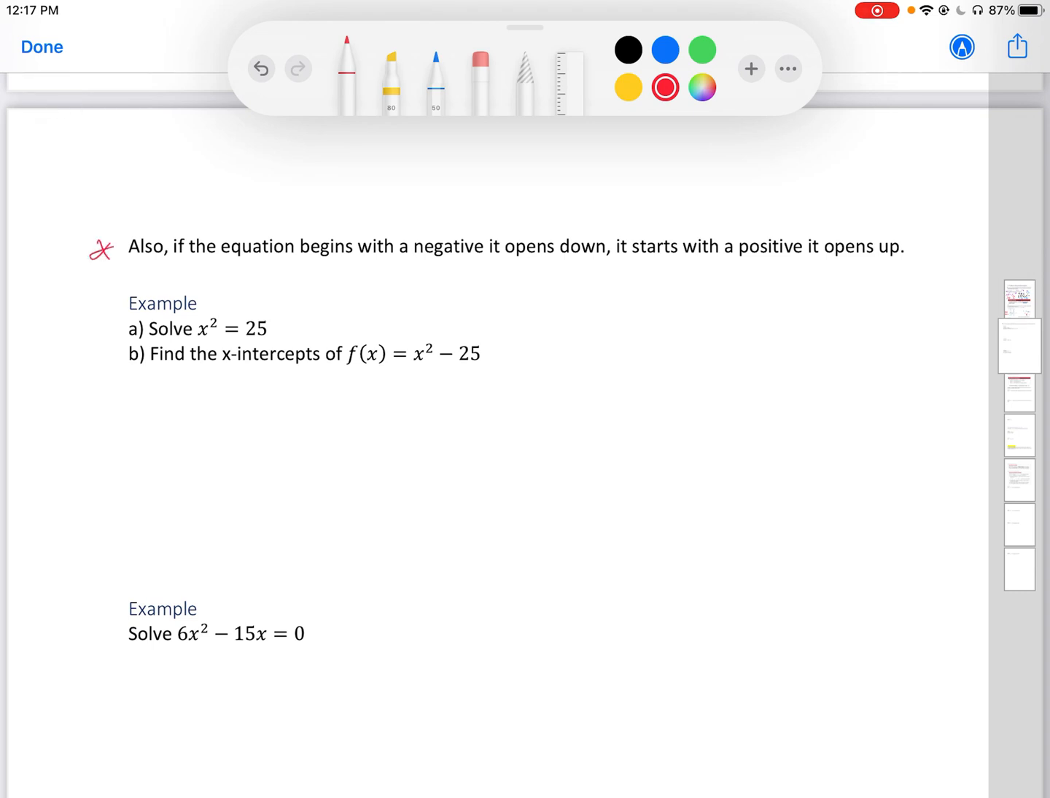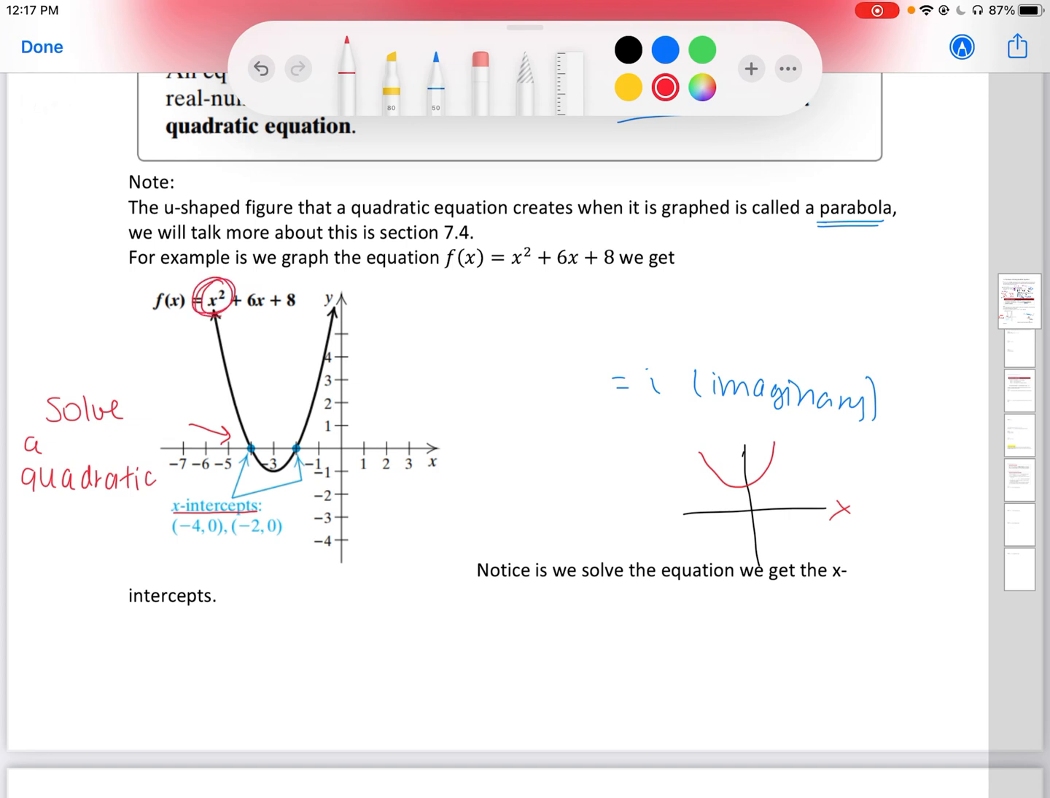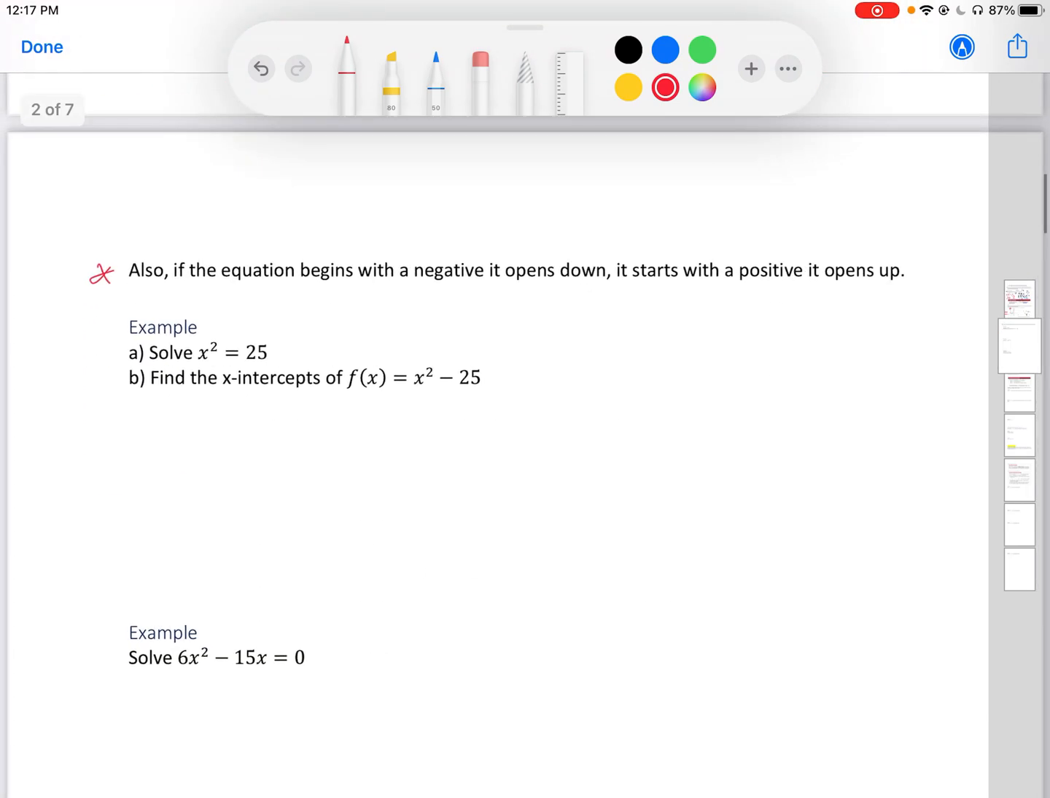Also, if the equation begins with a negative, it opens down. If it starts with a positive, it opens up. So meaning, like here, we see that we start with a positive x squared. That's why it opens up. That's how it translates into the graph. If I were to start with a negative x squared, then it would open down and make a U-shaped figure. So parabolas can open up and open down.